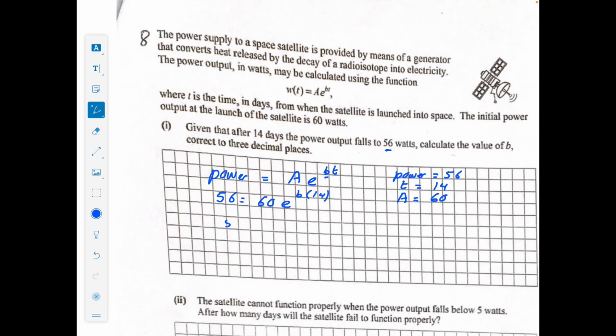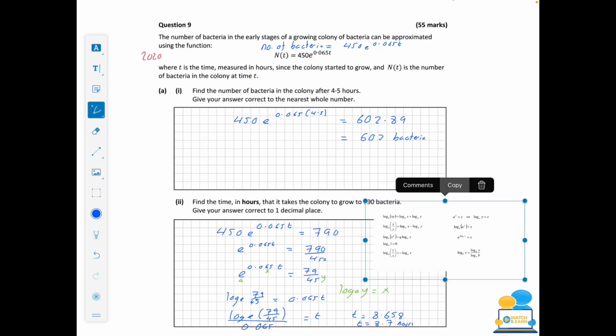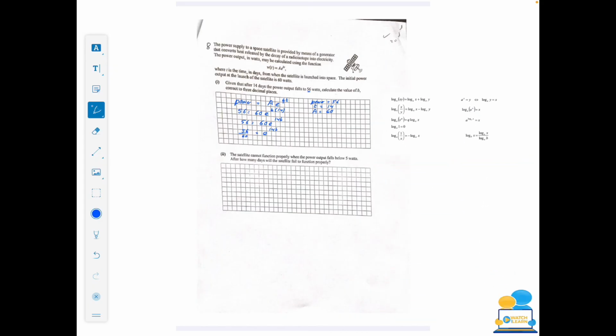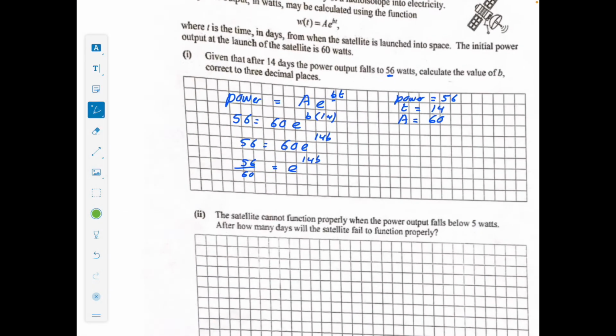So we'll have 56 is equal to 60 e to the power of B multiplied by t, which is 14. So 56 is equal to 60 e to the 14b. Very similar again. I'm going to get rid of that 60, so divide the 56 by 60. So it's 56 over 60 is equal to e to the 14b. Now, very similar again, I'm just going to get my formulas. We have what we're looking for trapped inside the power, so we're going to change to logs.